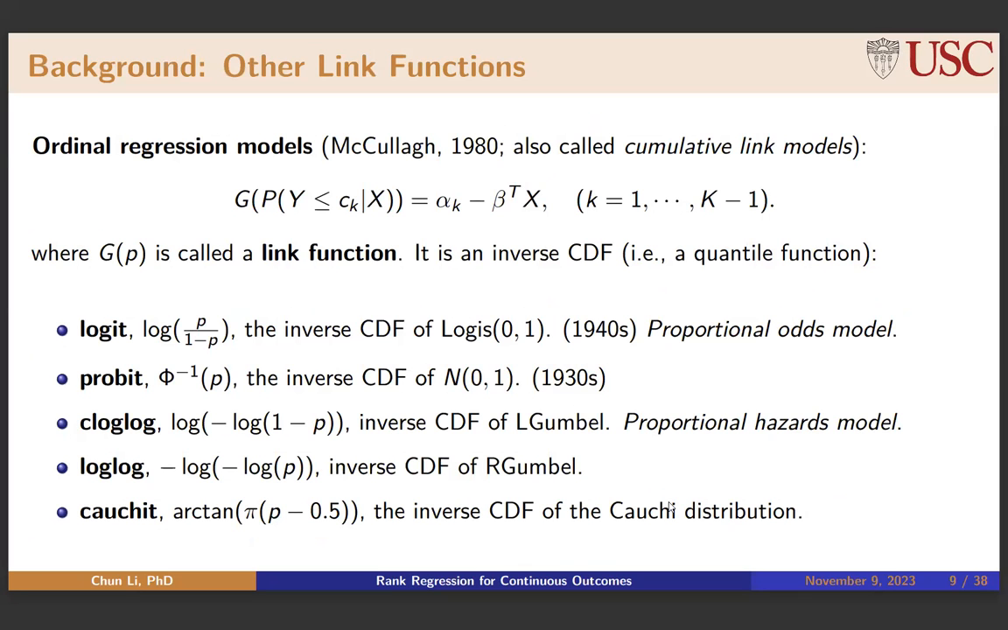Certainly, I have motivated everything using logit in logistic regression, but you can replace that link function by any other link function as long as the inverse CDF is a quantile function of a continuous distribution. For example, these are the common 5 choices for ordinal data analysis. Logit, which is the inverse CDF of the logistic distribution. That's why it's called logistic regression. It's also called the proportional odds model.